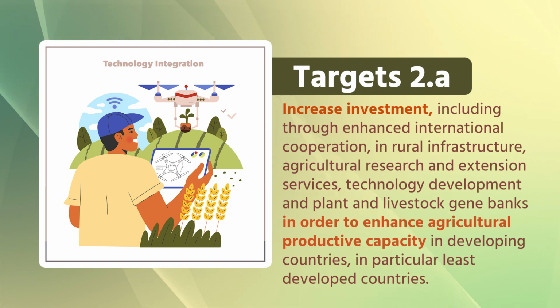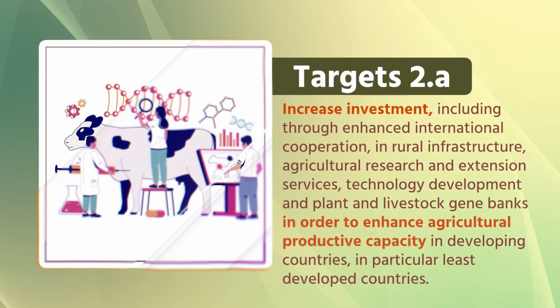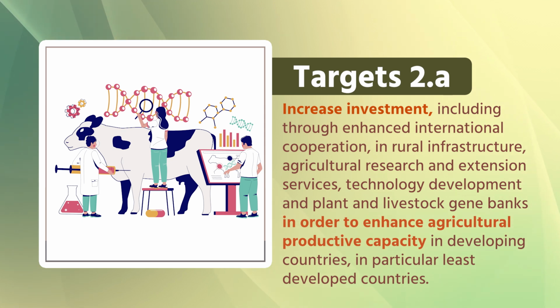All right. The next target, listed as 2A in the UN SDG goals, is to increase investment, including through enhancing international cooperation, especially in rural infrastructure, agricultural research and extension services, technology development, and plant and livestock gene banks. Why do we need investment? In order to enhance agricultural productive capacity in developing countries, particularly in least developed countries.